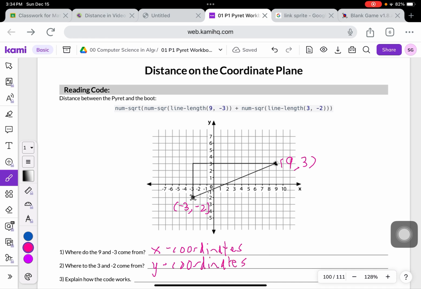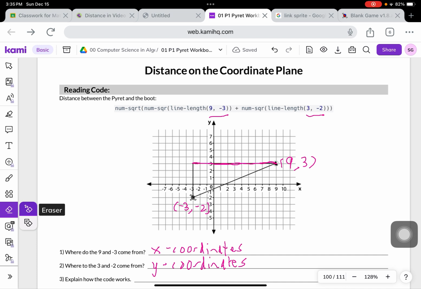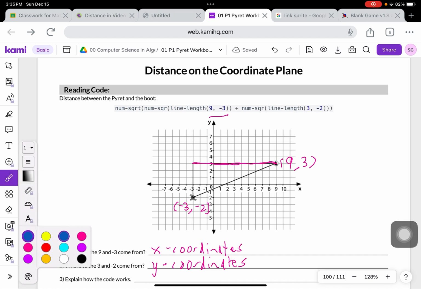Okay, so the line length function here, that calculates this 9 and negative 3, that calculates this line here, the length of this horizontal segment there. And then the 3, negative 2, the line length 3, negative 2, that calculates this segment here.